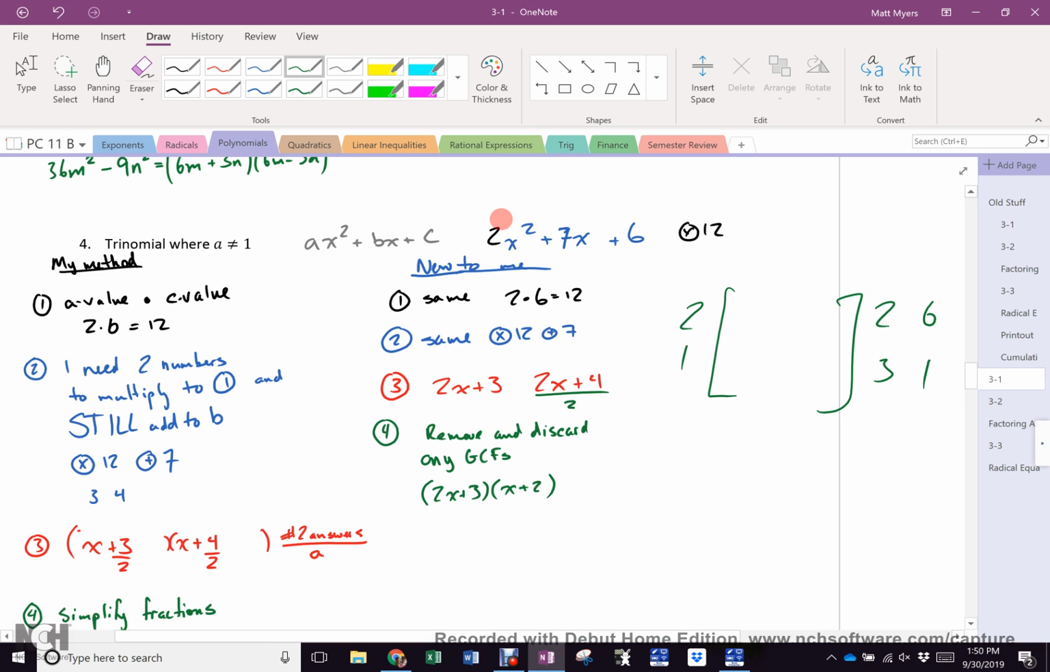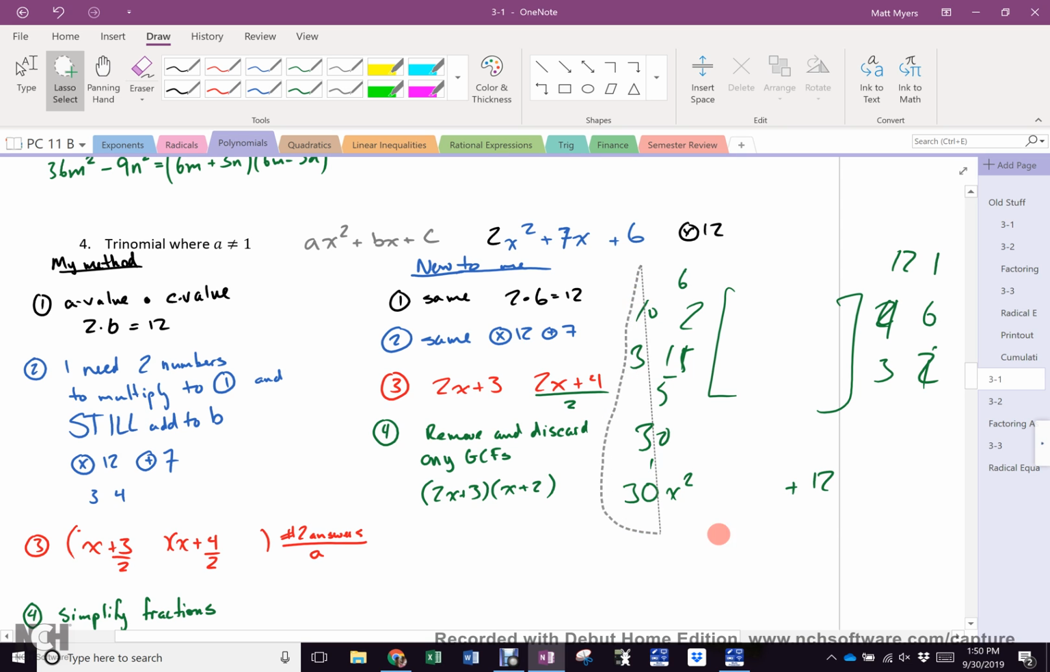But what would happen if this was 30 x squared and this was 12? Now 30 could be 2 and 15, 10 and 3, 6 and 5, 30 and 1. And 12 can be 2 and 6, 4 and 3, 12 and 1. Now you're guessing a million times, right? That's why I don't like it, but a lot of people use it.